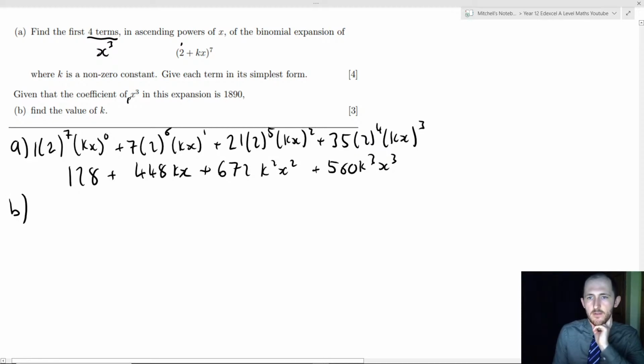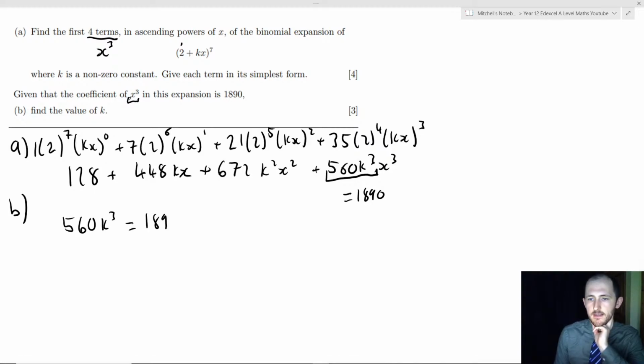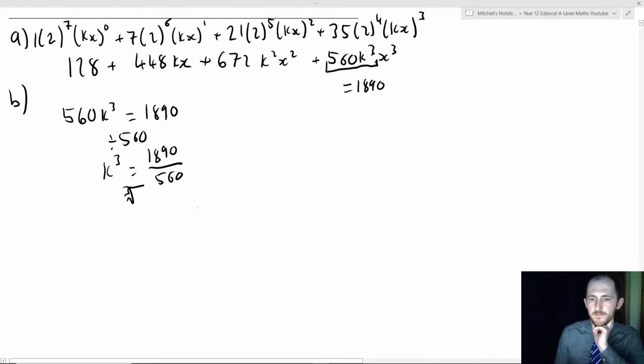Part B, it tells me that the coefficient means the number in front, so all of this equals 1890. So in other words, 560 k cubed equals 1890. Now divide both sides by 560. Always divide by the thing in front first. You get k cubed equals 1890 over 560. Then you cube root both sides and you get k is the awful looking cube root of 1890 over 560.